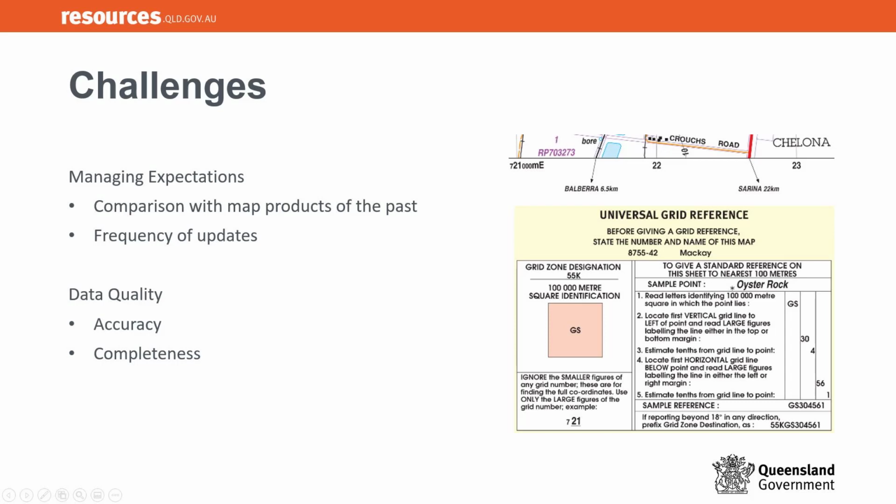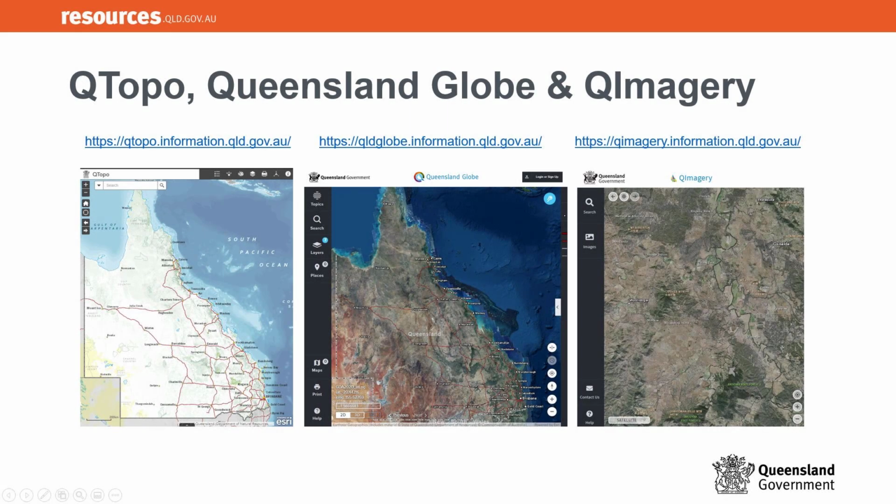And now I'll hand over to Jodie for the second half of our presentation. The Department of Resources offers a number of spatial applications, each developed with a specific purpose in mind. For the purpose of today's demo, I'm going to quickly highlight an example from QTopo, Queensland Globe, and QImagery to provide a general understanding of the offerings for each one.